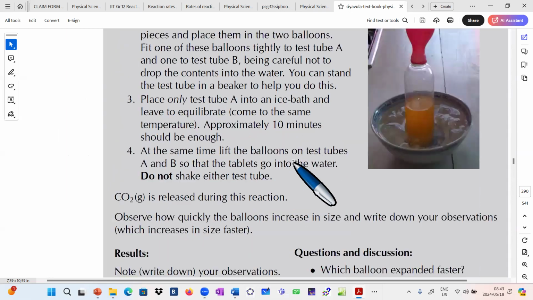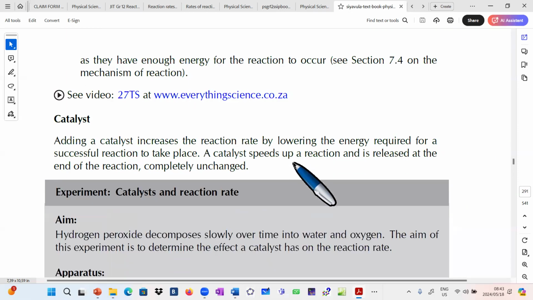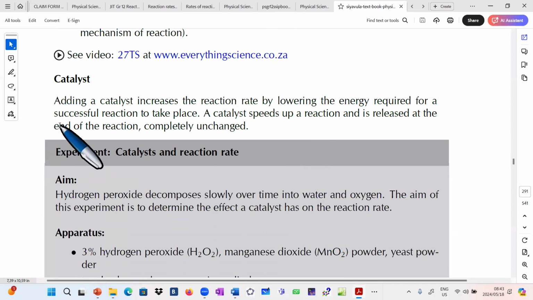Okay, let's look at the notion of a catalyst. Adding a catalyst increases the reaction rate by lowering the energy required for a successful reaction to take place. So if you add a catalyst, we expect that it will increase the reaction rate by lowering the energy required for a successful reaction to take place.